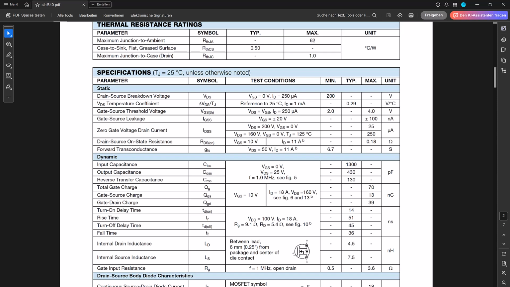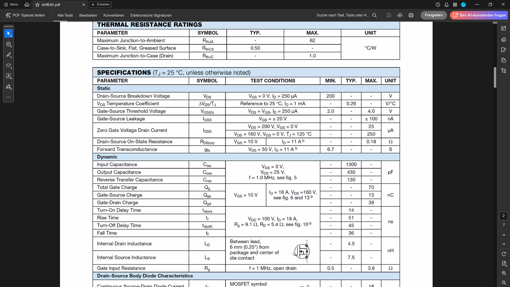TD(on) equals 14 nanoseconds, TR equals 51 nanoseconds, TD(off) equals 45 nanoseconds, TF equals 36 nanoseconds, measured under very specific test conditions. RG equals 9.1 ohms. RD equals 5.4 ohms. VDD equals 100 volts. ID equals 18 amperes. Change any of these conditions and the switching times will also change. In particular, RG has a strong influence.